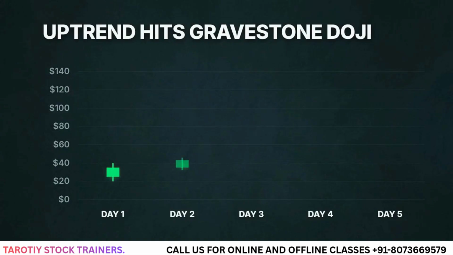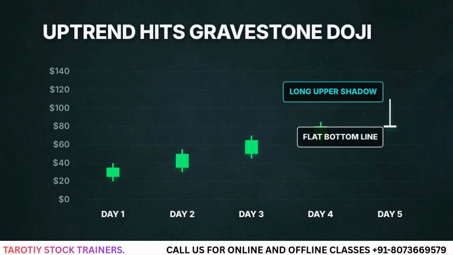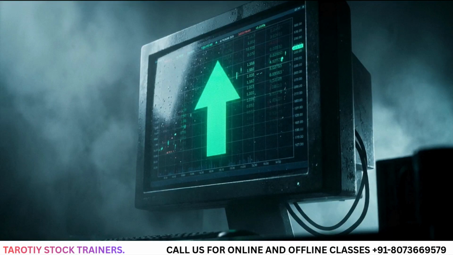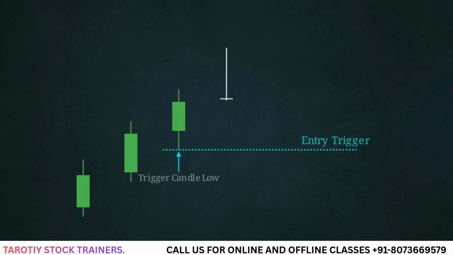At the peak of this market climb, we see the Gravestone doji. It is marked by a long upper shadow and a flat bottom line. This shape reflects the market psychology of the session. Buyers pushed the price upward, but by the close, sellers moved the price back to its starting point, indicating buyer exhaustion. A trader waits for the price to drop below the low of the candlestick that appeared just before the doji. That crossing is the entry trigger.